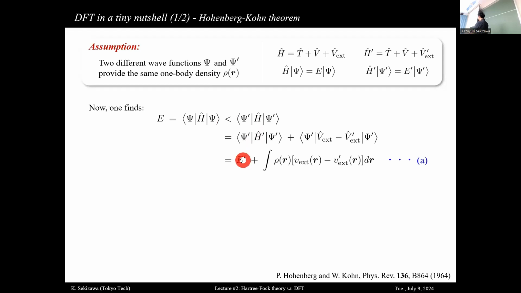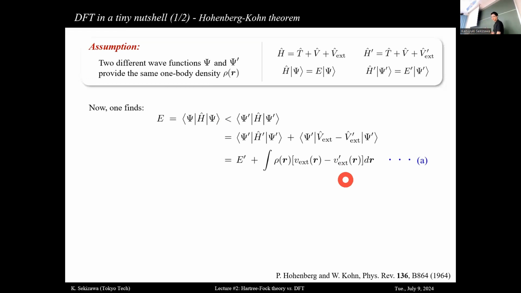Now you can slightly rewrite the right-hand side by adding and subtracting V prime. Initially H contains V, right? So you can replace it by V prime, but subtract V prime. This is just the addition and subtraction of V prime. Now the first term is E prime from this equation, and the second term is the difference between the one-body external potentials, V and V prime.